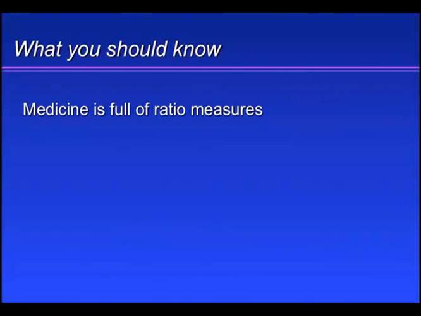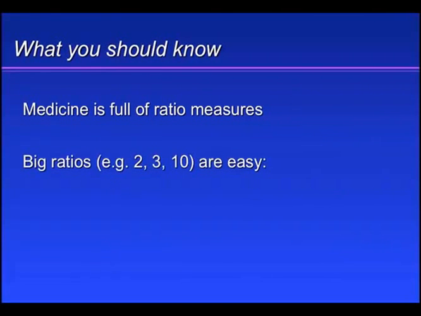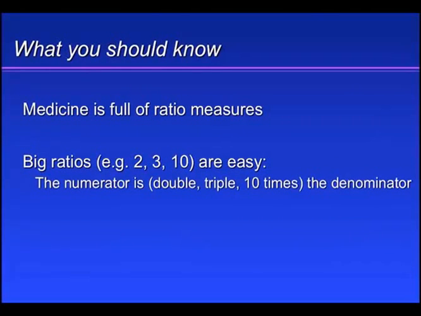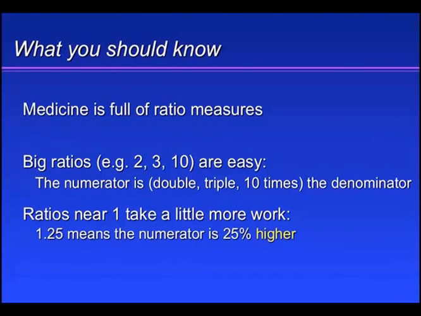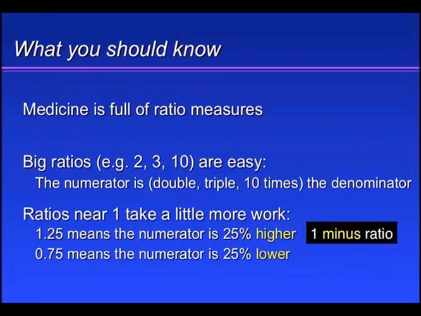What you should know now is that medicine is full of ratio measures, so it's important that you understand them. Big ratios, 2, 3, 10, they're easy, although we don't see them that often. The numerator is double, triple, 10 times the denominator. Ratios near 1 take a little more work. A ratio of 1.25 means the numerator is 25% higher. That's the ratio minus 1. A ratio of 0.75 means the numerator is 25% lower. That's 1 minus the ratio.